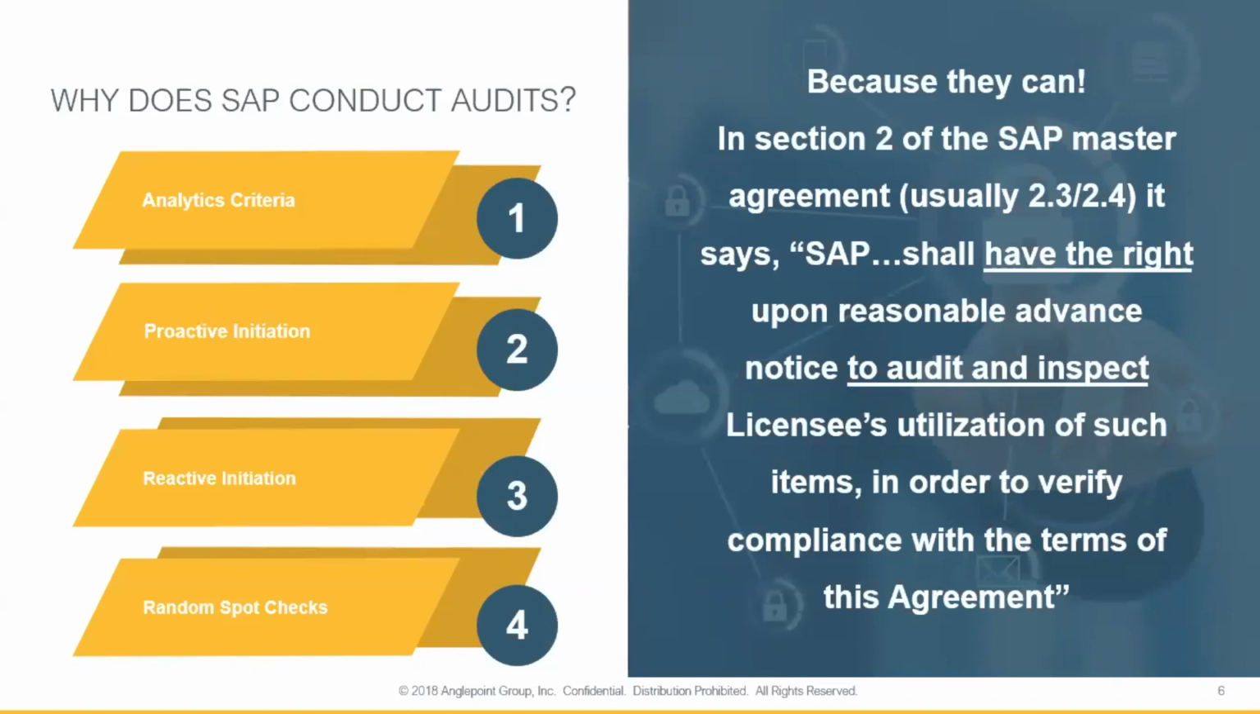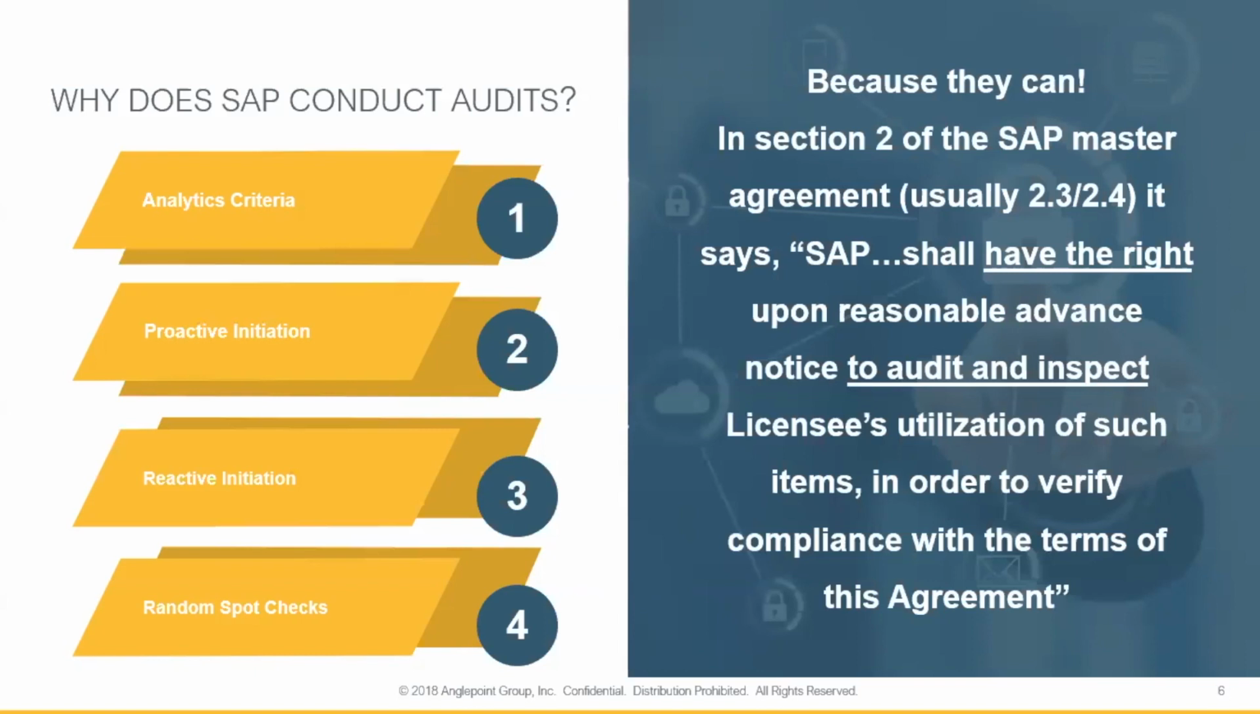The first one that they mention is analytics criteria. Essentially, they'll collect data over time, whether that's from audits or internal purchasing habits or any sort of public information that they find. They will use that information. So for example, if there's an acquisition or a merger of a major organization, they'll use that information to select their candidates for audits.